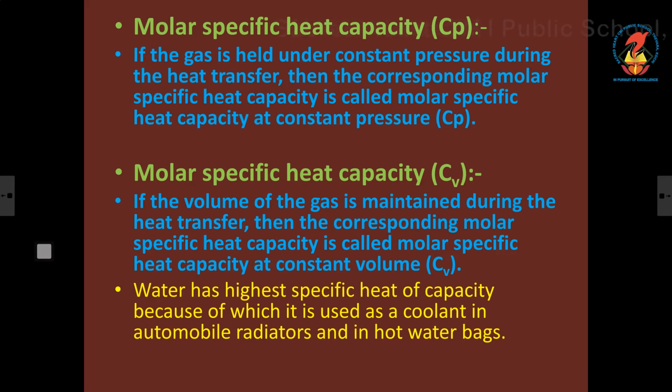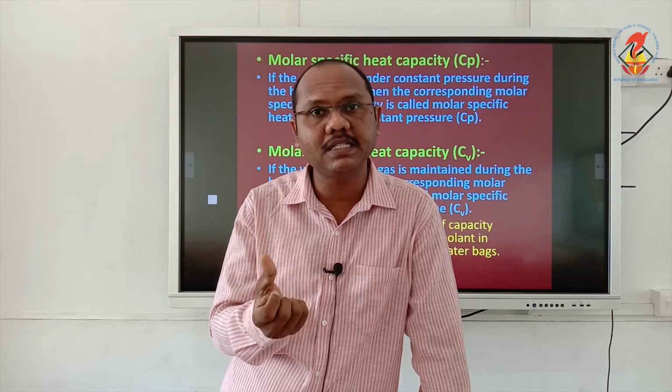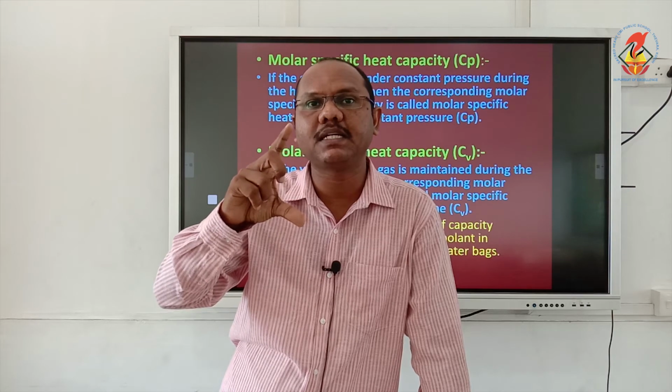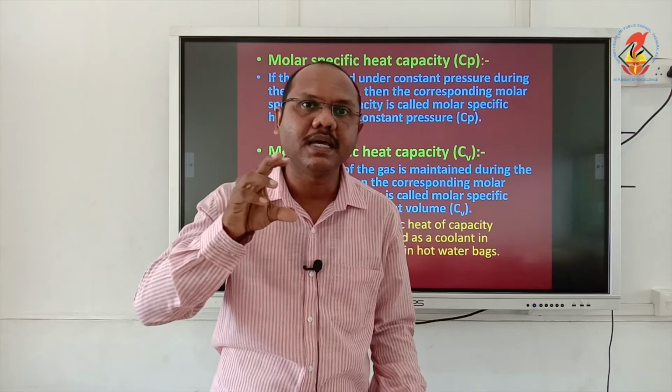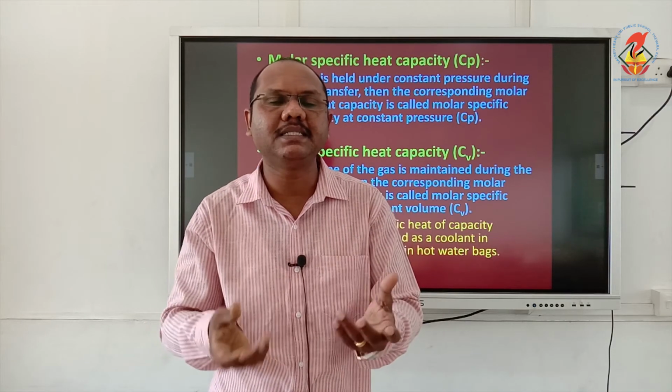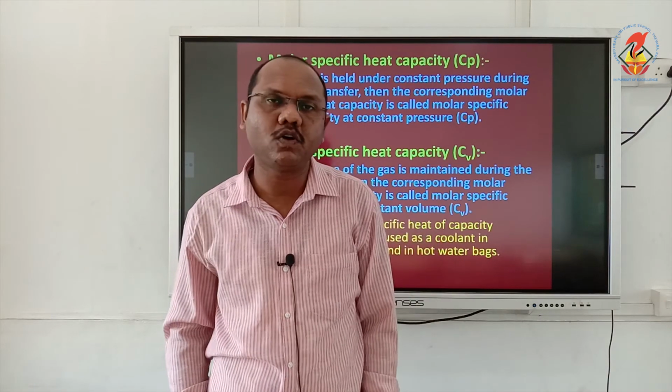Okay. Now molar specific heat at constant volume. So volume has to be kept constant. So what we have to do is keep that piston immovable. So what will happen? We are giving the heat, the temperature will rise, the pressure will rise, but the gas cannot expand. The volume is constant. So the heat supplied is only used to raise the temperature. That specific heat is called molar specific heat at constant volume.